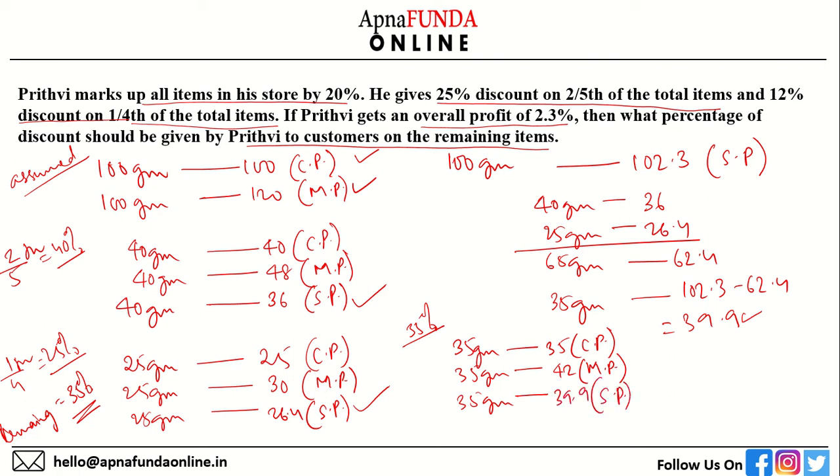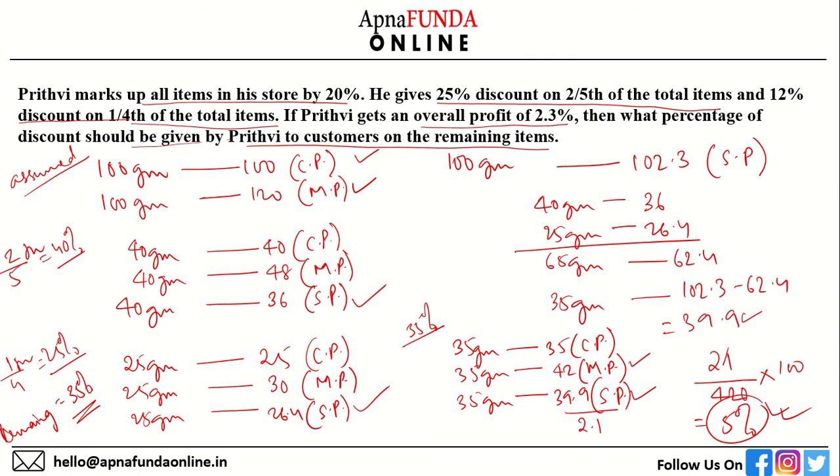So the difference in mark price and selling price is the discount, which is 2.1. So discount percentage becomes 2.1 divided by mark price 42 into 100. Correct. So I get the answer as 5%. So the percentage of discount that he gave on the remaining items to customers is 5%.